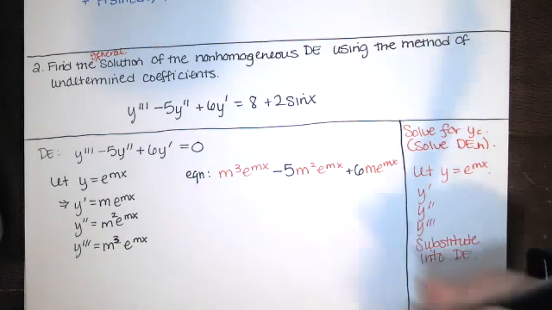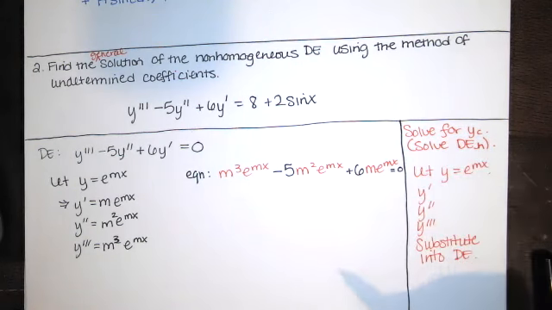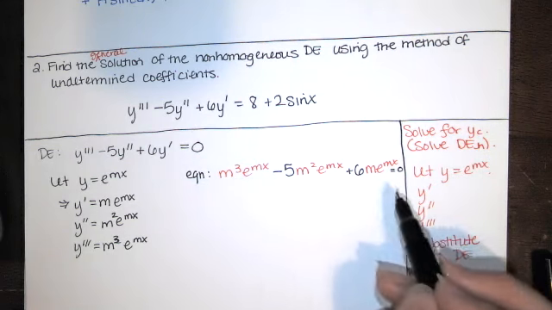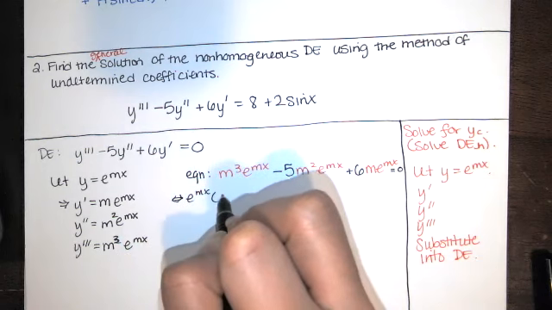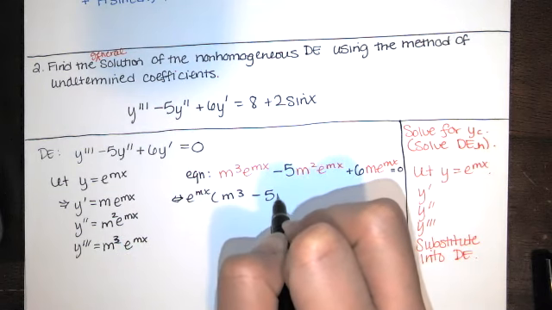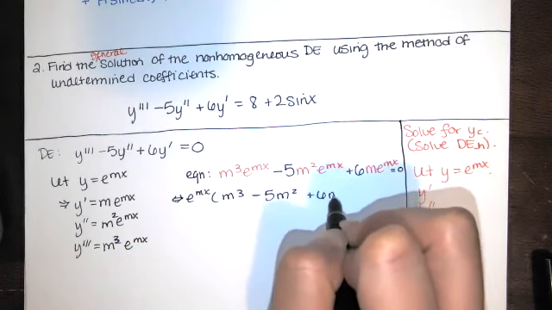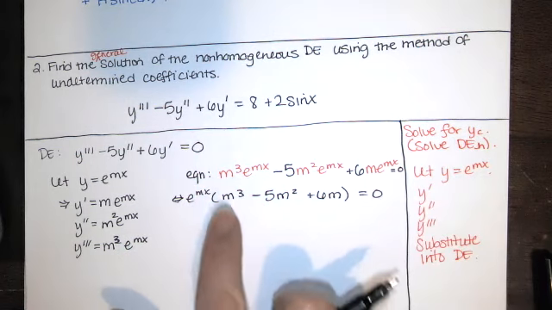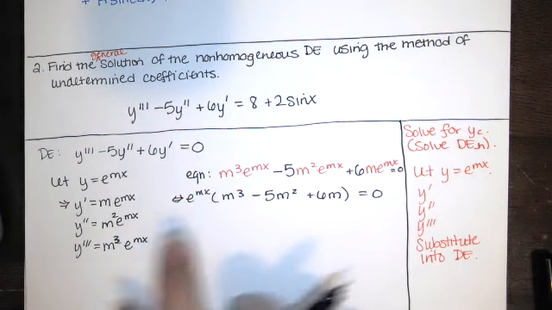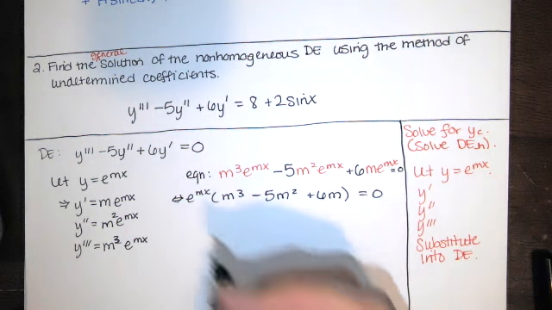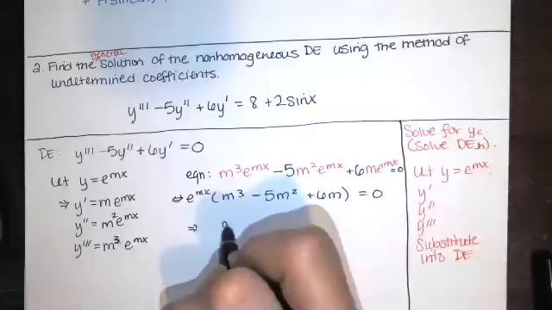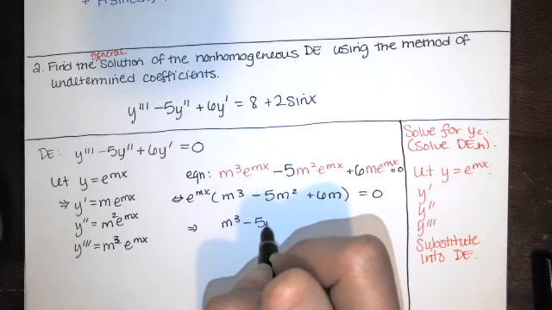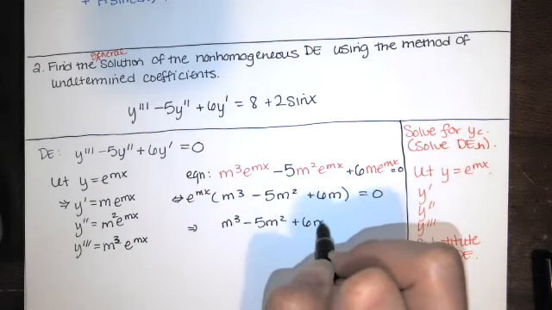And I didn't leave myself enough space. That has to equal the right-hand side, which is 0. Now, all of these have an e to the mx in them, so we can factor that out. And we're left with m cubed minus 5m squared plus 6m. Now I've got this times this equals 0. The only way that a product is 0 is if one of the factors is 0. And since our exponential is never 0, we'll have this cubic polynomial in m must be 0.